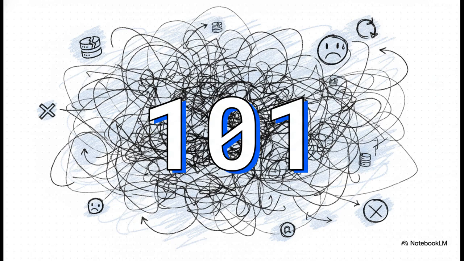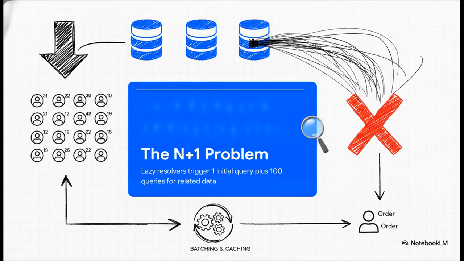101. Take a look at that number. That number represents a backend developer's absolute worst nightmare when it comes to GraphQL. So where does 101 come from? It comes from what's known as the N+1 problem.